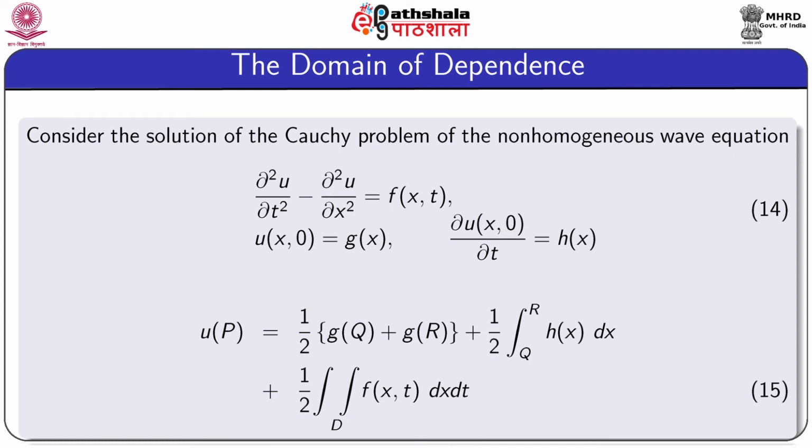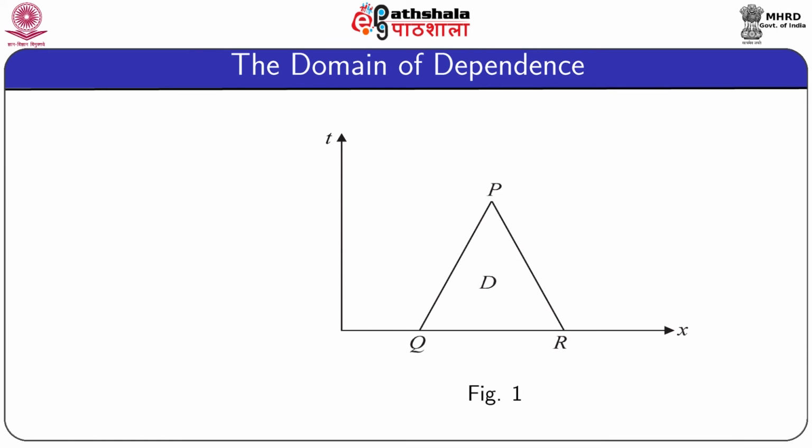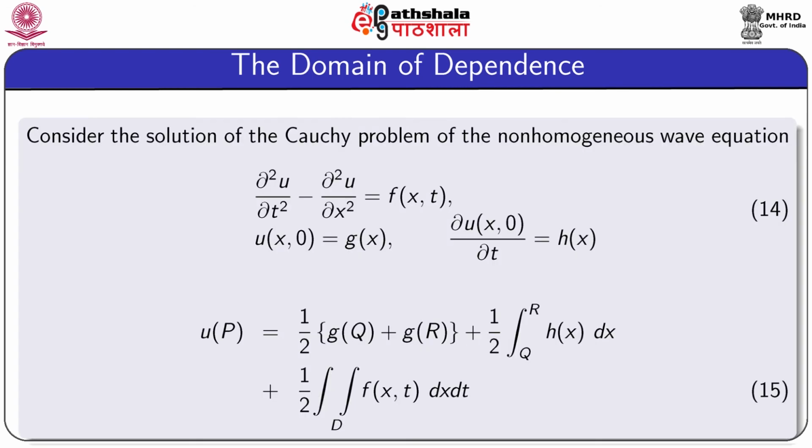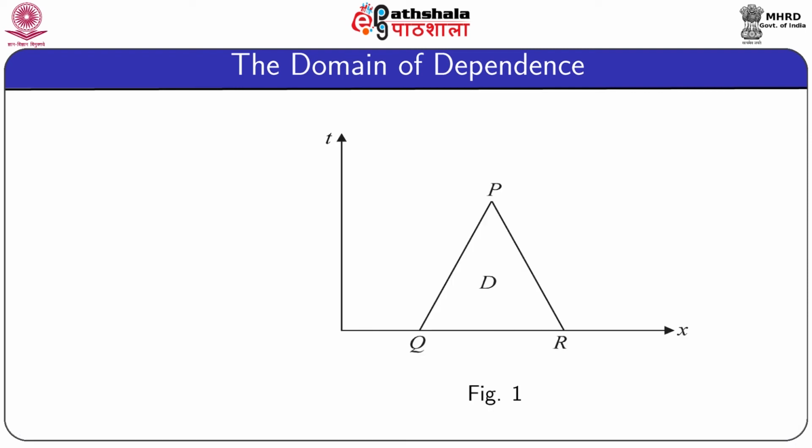If we see the figure, this is our P. We want to find the value of u at the point P. So, its value depends on the value of g at the point Q and at the point R, and we have to know the values of h along the interval Q to R. So, h is prescribed along the interval Q to R, and we need the value of the integral of f over the region D, where D is the region bounded by the lines PQ, QR and RP.